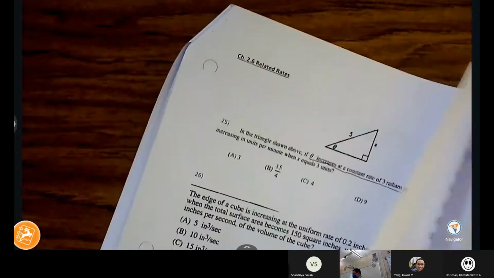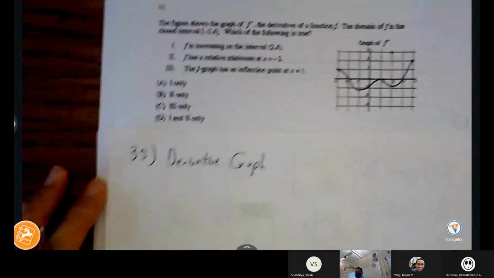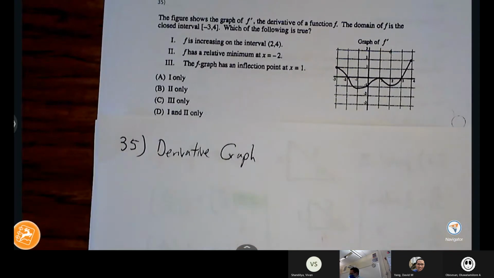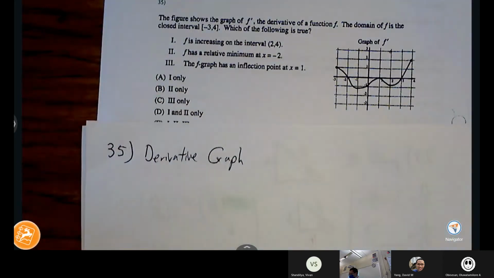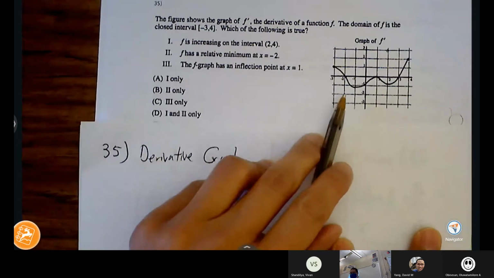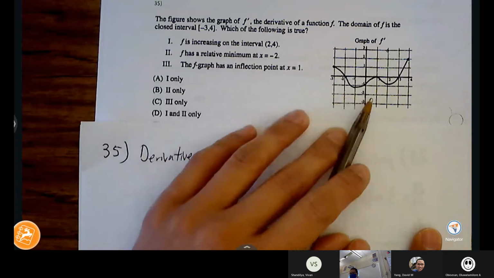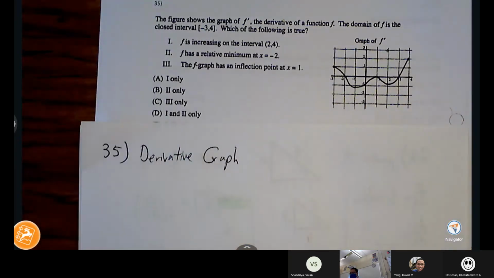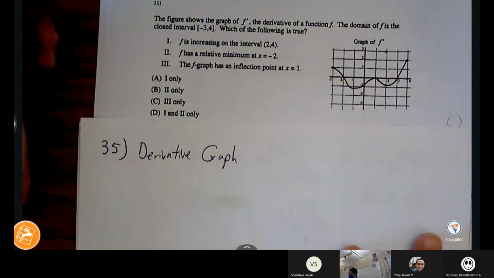35, reading a derivative graph. So f prime is drawn. Which of the following is true? Why don't we just gather a bunch of information, just for practice purposes here, about this derivative graph in terms of, let's try to create a derivative sign line and a second derivative sign line, and then we can have everything in front of us in terms of increase, decrease, relative max, relative min, concave up, concave down, POI.